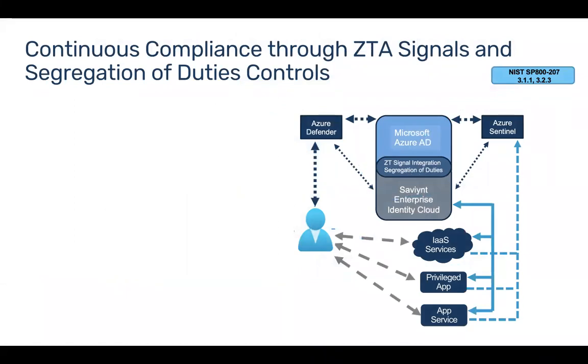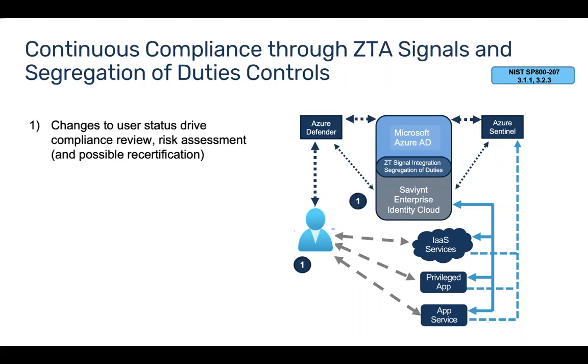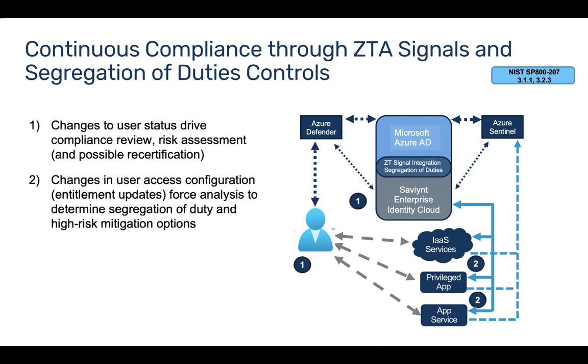Implementing least privilege has the impact of providing continuous compliance as well as bringing about a key part of zero trust architecture. The risk reduction for least privilege in this solution happens in three different ways, including where changes in user status drive compliance review, risk assessment and possible recertification. Changes in user access configuration and entitlement updates force analysis to determine segregation of duty and high-risk mitigation options.